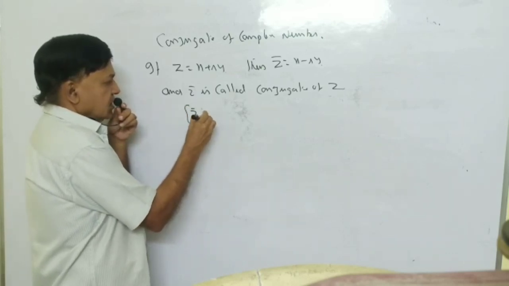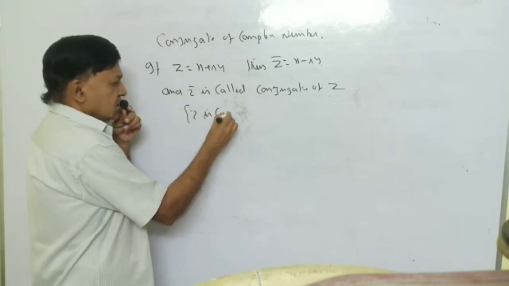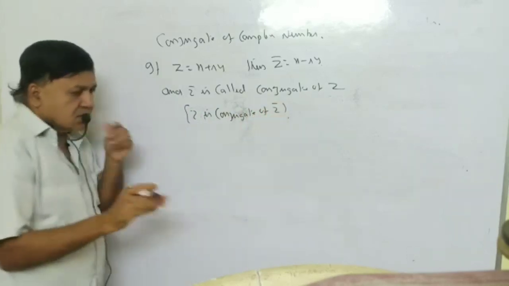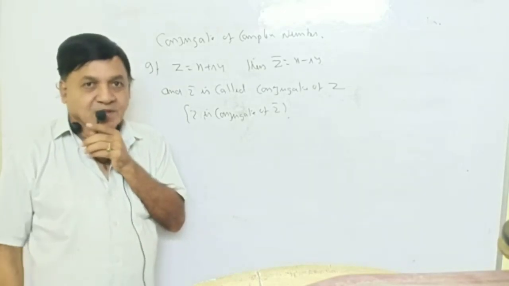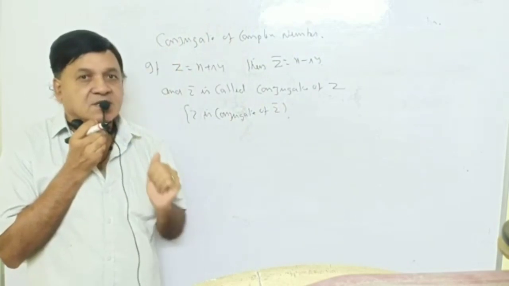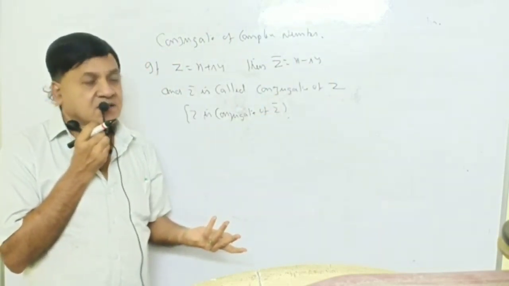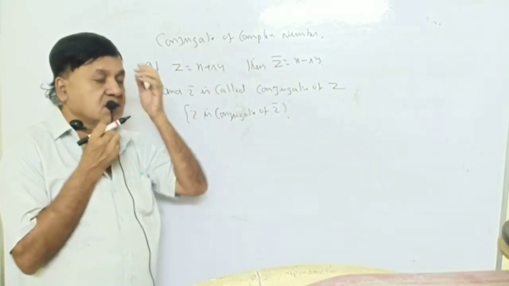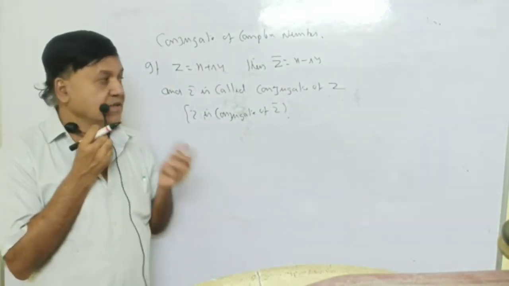Z bar is the conjugate of z, and z is the conjugate of z bar. So z and z bar together are called conjugate complex numbers. If you consider x plus iy, x minus iy is its conjugate. If you consider x minus iy, x plus iy is its conjugate.